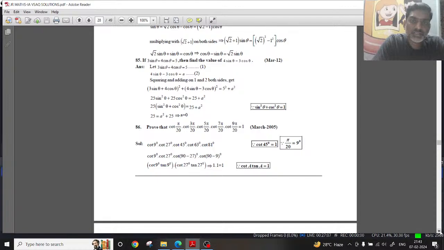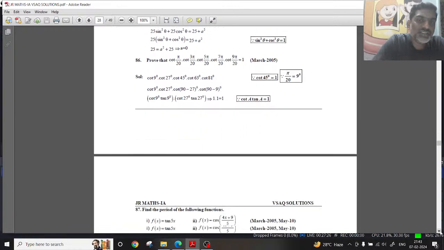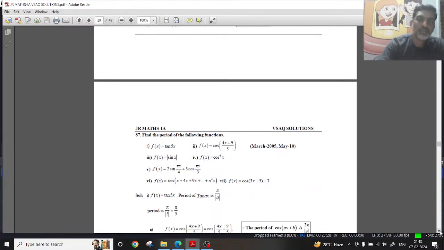Question number 86, which is related to values. Cot 9, cot 27, cot 45, cot 63, cot 81. Okay, you see there cot 9, cot 81, sum is 90. Cot 27, cot 63, sum is 90. So the value is 1, and cot 45 anyway 1.